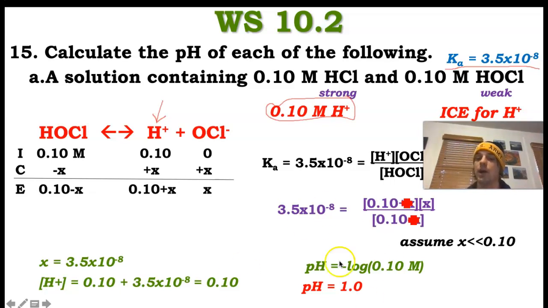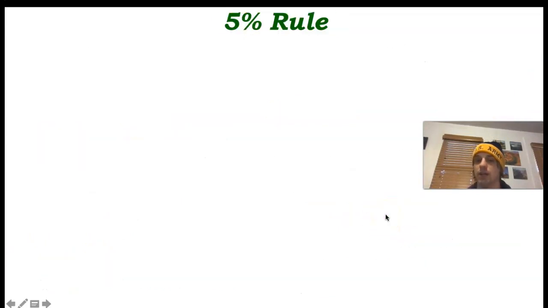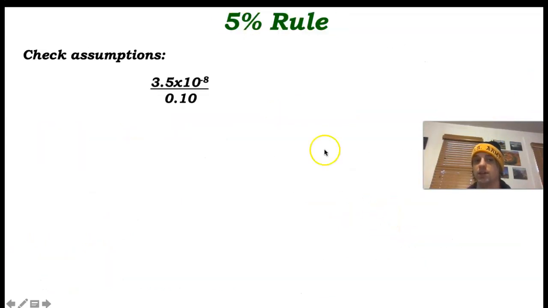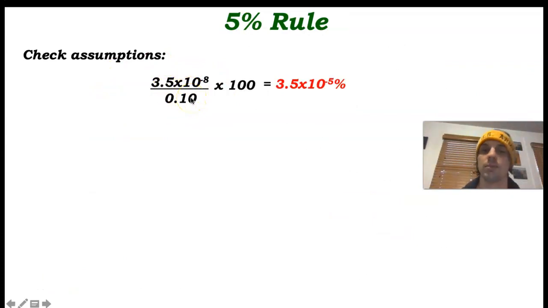Okay. Now, if I wanted to prove that 5% rule, once I solve x, I would take it and divide it by whatever number I'm subtracting it from. So to check assumptions, I take x, divide it by what number I'm subtracting it from, and make sure it's less than 5%, because then I can ignore it. So is 3.5 times 10 to the negative fifth less than 5%? Oh yeah, it's tremendously less than 5%, so it's definitely okay that I ignore x here.